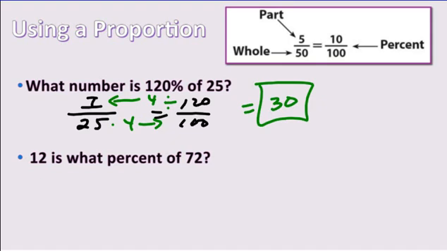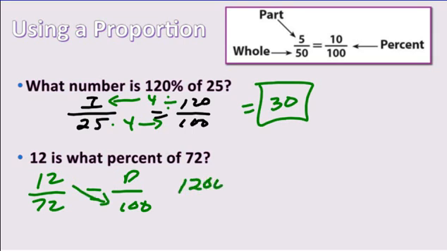Next one, 12 is what percent of 72? Use cross products. So 12 times 100 is 1200 equals our 72p.